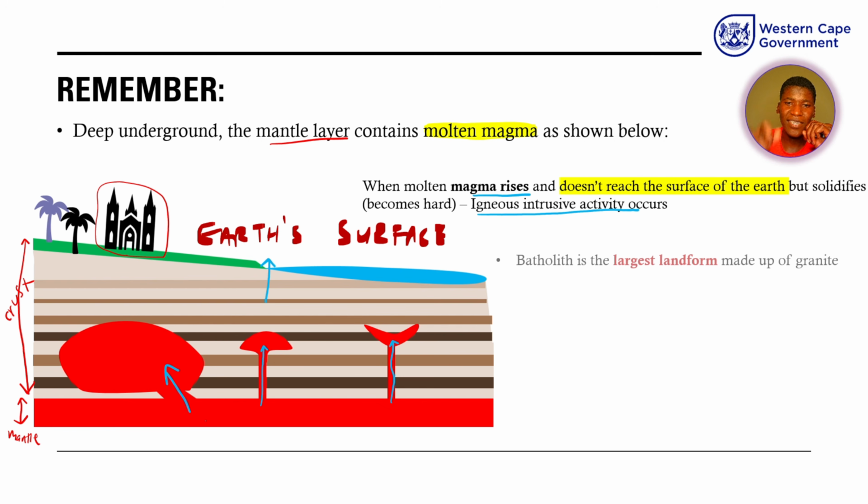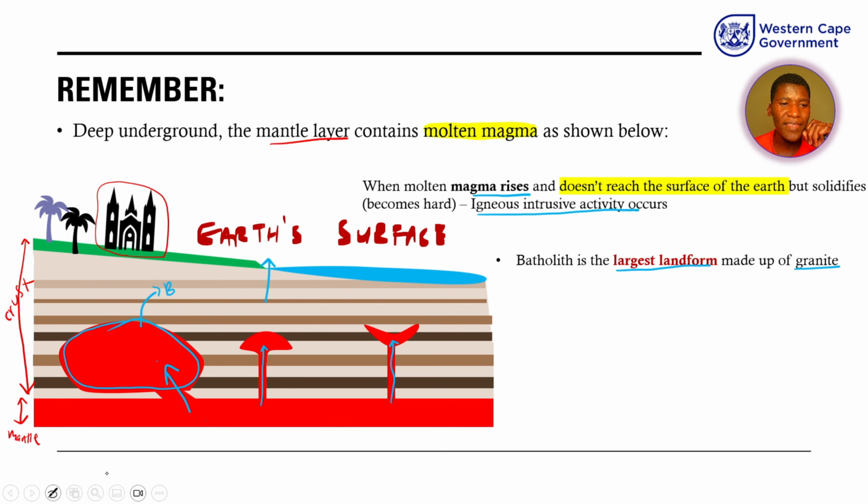All right, let's start with this one. We have got a batholith. So a batholith is known as the largest landform that is made up of granite. So basically, when the molten magma is rising and it forms this large shape here, it just solidifies and forms this large shape. This large shape, or this landform, we say is known as a batholith.